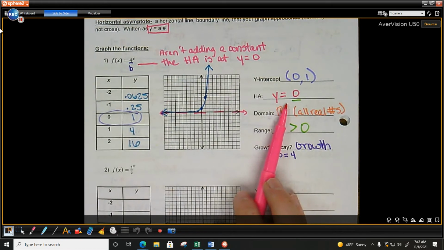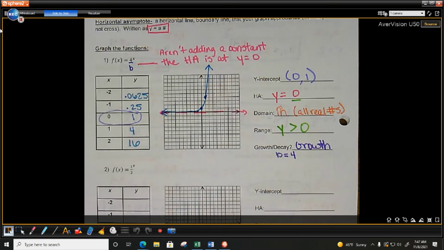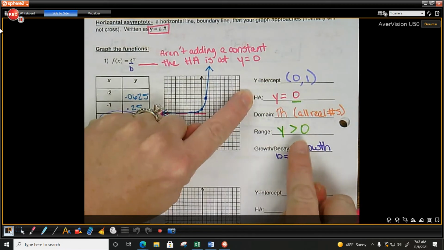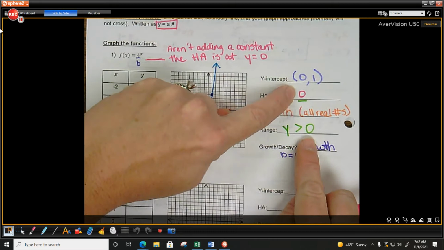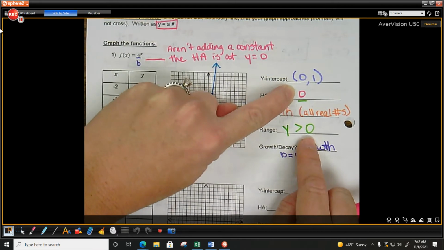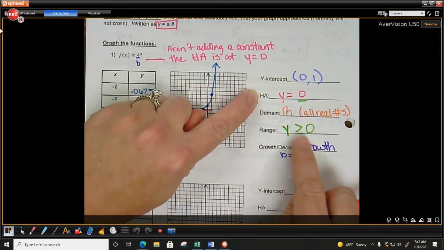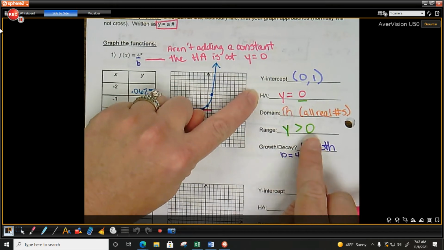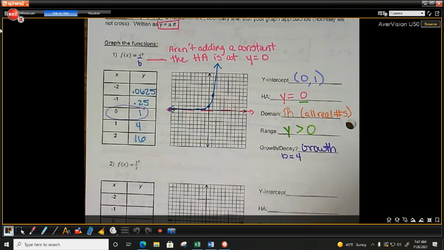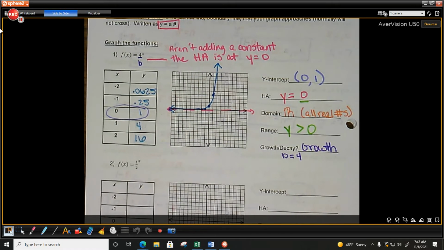Okay? Now, your horizontal asymptote and your range value, these two values will always match because your horizontal asymptote is giving you a boundary line for your y values. So these values will always match. Okay, we good? So again, we are graphing on our graphing calculator. Pull up the table. Okay? We ready for the next one?